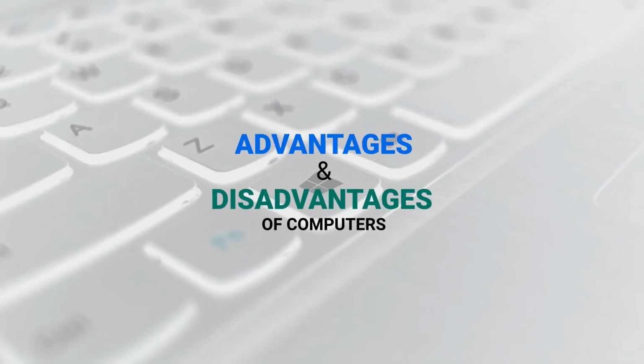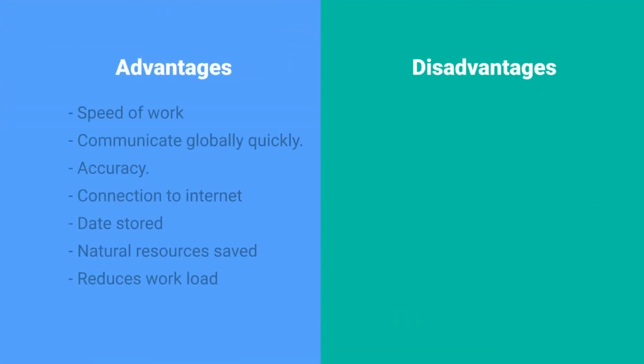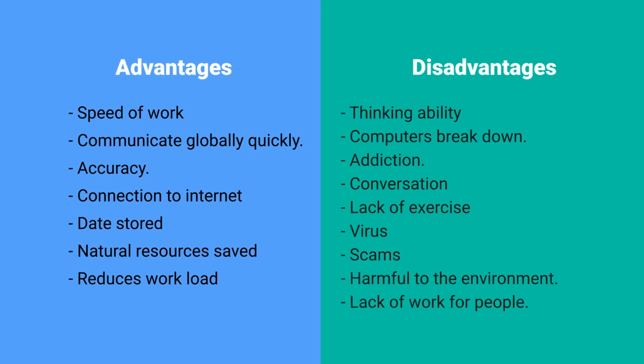So there are certain advantages and certain disadvantages of computers. When you talk about advantages, there is speed of work, and you can communicate globally and very quickly. If you have multiple locations, you can do that very easily. Then accuracy, and connection to the internet, this is the beauty, and data storage. We have a very good session on data handling and data storage, where we can talk about how data needs to be stored, and how repetitive data, which is useless in nature, can be eliminated, so that natural resources can be saved and workload reduced.